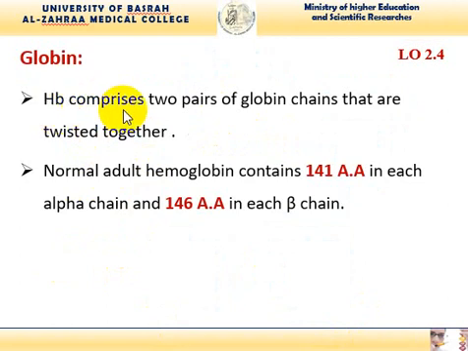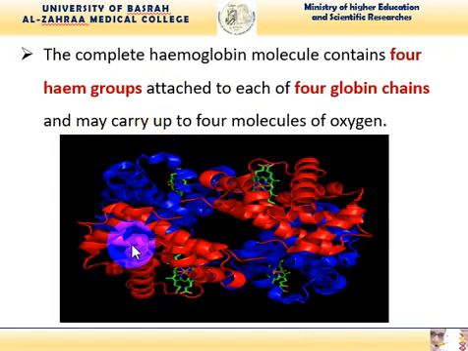Hemoglobin comprises 2 pairs of globin chains that are twisted together, and in normal adult hemoglobin there are 141 amino acids in each alpha chain and 146 amino acids in each beta chain. Therefore, the complete structure of hemoglobin is 4 heme units surrounded by 4 globin units, and each heme can carry 1 molecule of oxygen.